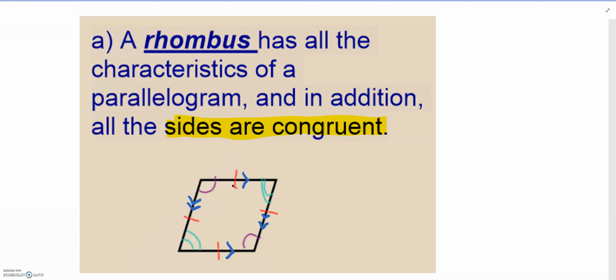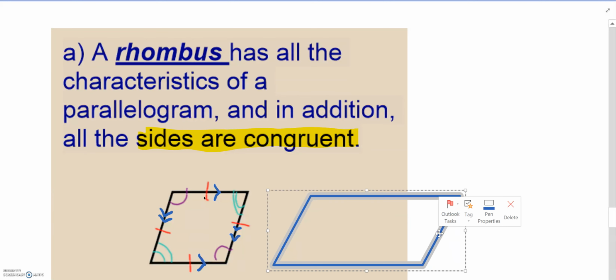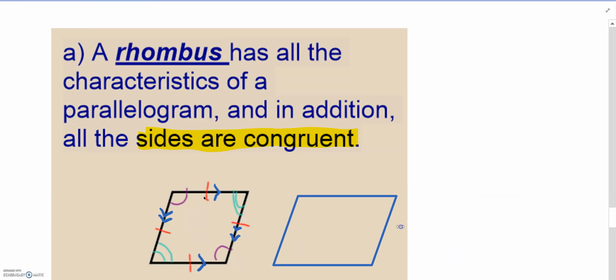And the way I think about it myself is as a parallelogram that has been shrunk. Well, let me draw that again. I imagine a regular parallelogram, and the fact that all the sides are congruent makes it shrink in. And that's just a memorization technique, not a fact.